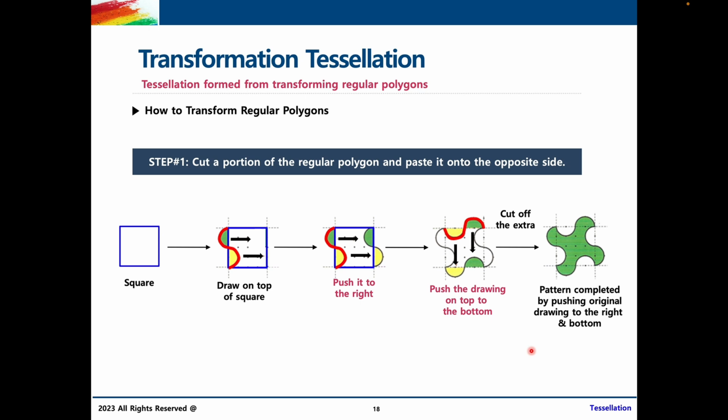Now let's talk about transformation tessellations, which are tessellations formed from transforming regular polygons. How do we transform regular polygons? Step 1. We cut a portion of the regular polygon and paste it onto the opposite side. So let's say this is our shape over here. We're going to draw it on top of the square, and then we're going to push it to the right. And then we're going to push the same drawing on top to the bottom. And then we have our pattern completed by pushing the original drawing to the right and to the bottom.